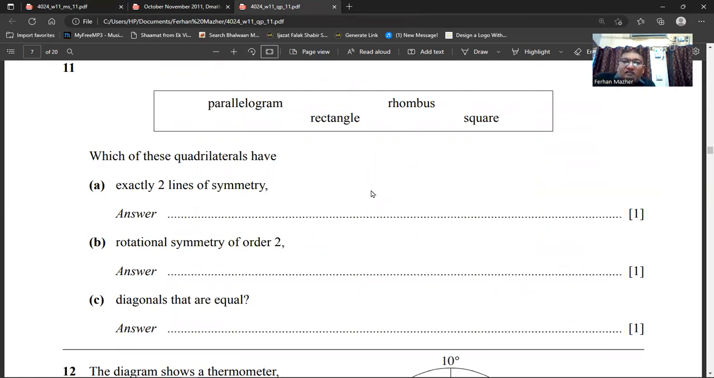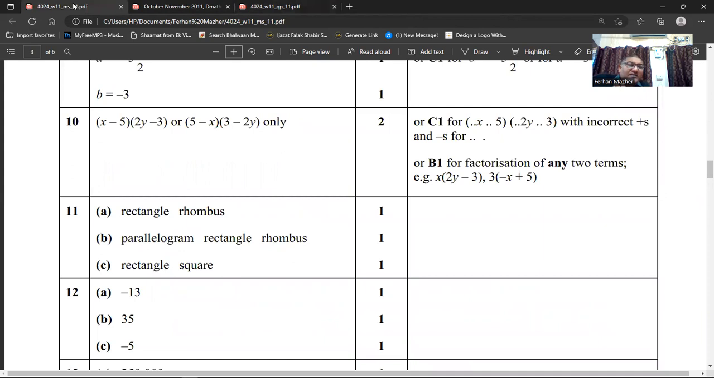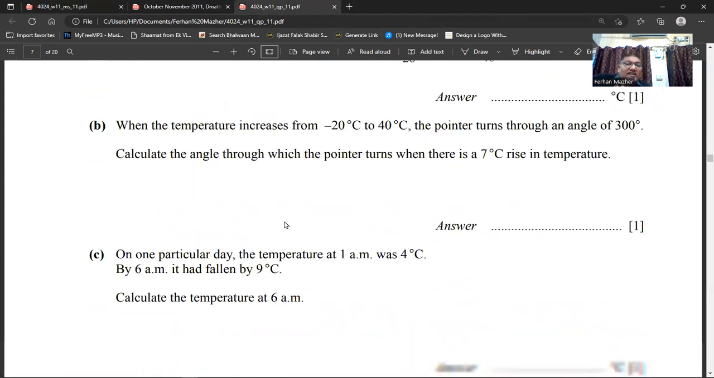The diagonals of the rhombus are not equal because one diagonal will be longer and the other one shorter. In the rectangle, the diagonals are equal in length. In the parallelogram, the diagonals have different lengths. So I think the rectangle and the square, in them both the diagonals are equal to each other in length. Rectangle and square is my answer. So that answer is right.